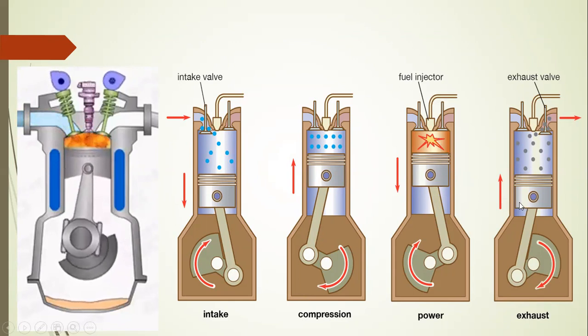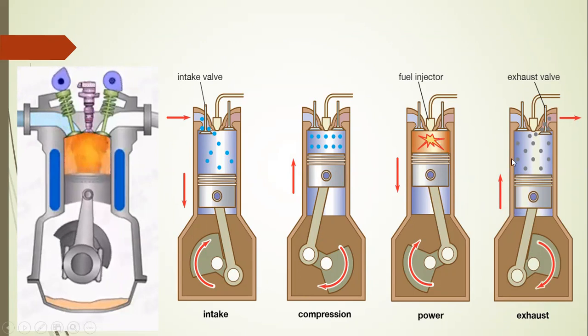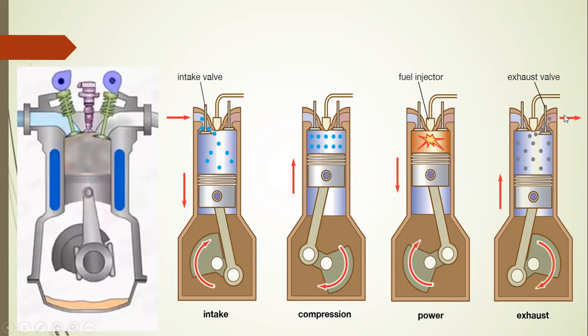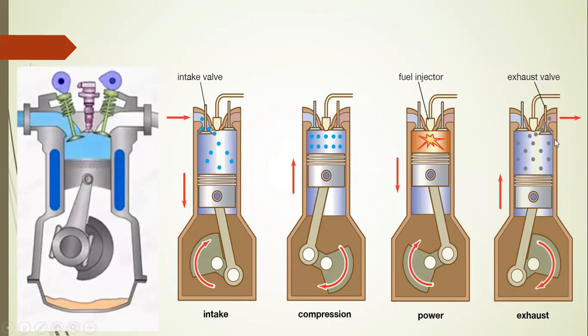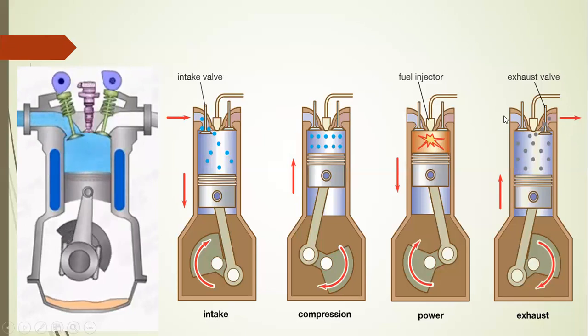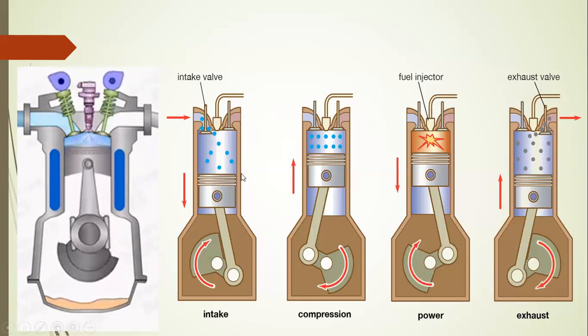Then the piston moves from its bottom dead center to top dead center and exhaust gases come out from the cylinder. When the piston reaches top dead center, the exhaust valve is closed and the inlet valve is open, and the cycle repeats from the intake stroke.